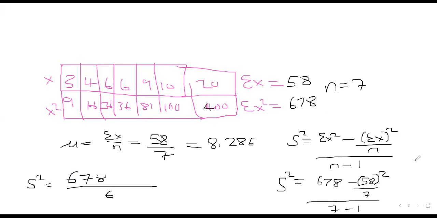So with the formula that has been given here, summation of x squared minus summation of x to the power 2 over n, everything over n minus 1. Don't confuse this x squared and this x squared. This one is a bigger value: 678, then 58 squared over 7, then everything over n minus 1. If it has no n minus 1, it becomes the population variance. So when you subtract that, what are you getting?